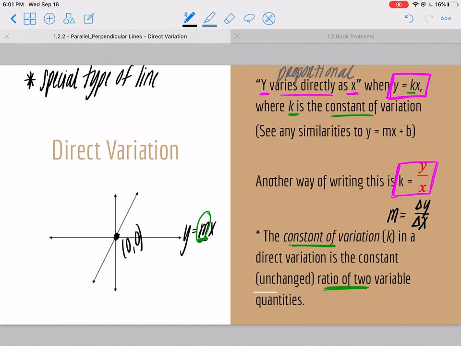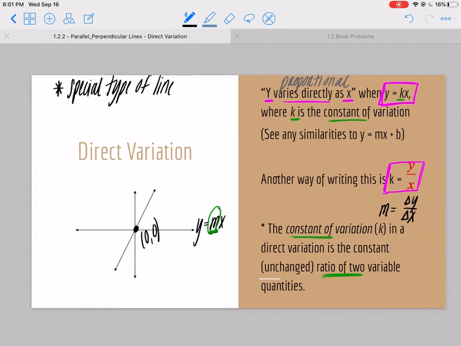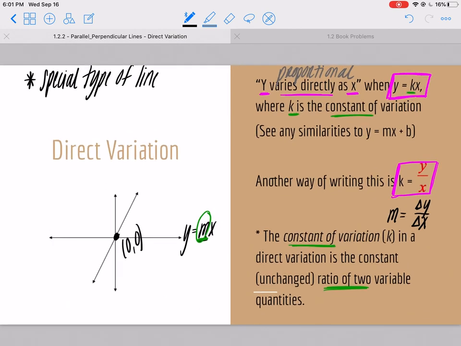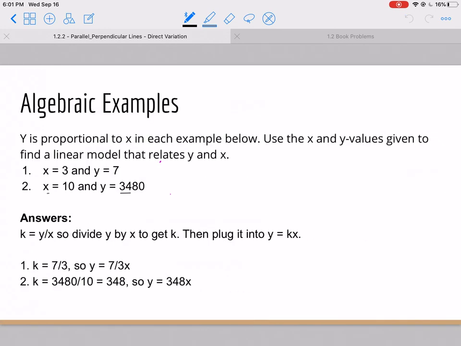So some examples would be like, the more that I drive, the more miles I go. The more people I'm cooking for, the more ingredients that I have to buy. So as one thing increases, the other also increases at the exact same rate. Okay, so it's just a special type of line. Again, very, very similar to y equals mx plus b. It's just now, instead of the m, we have the k, and the y-intercept is 0.